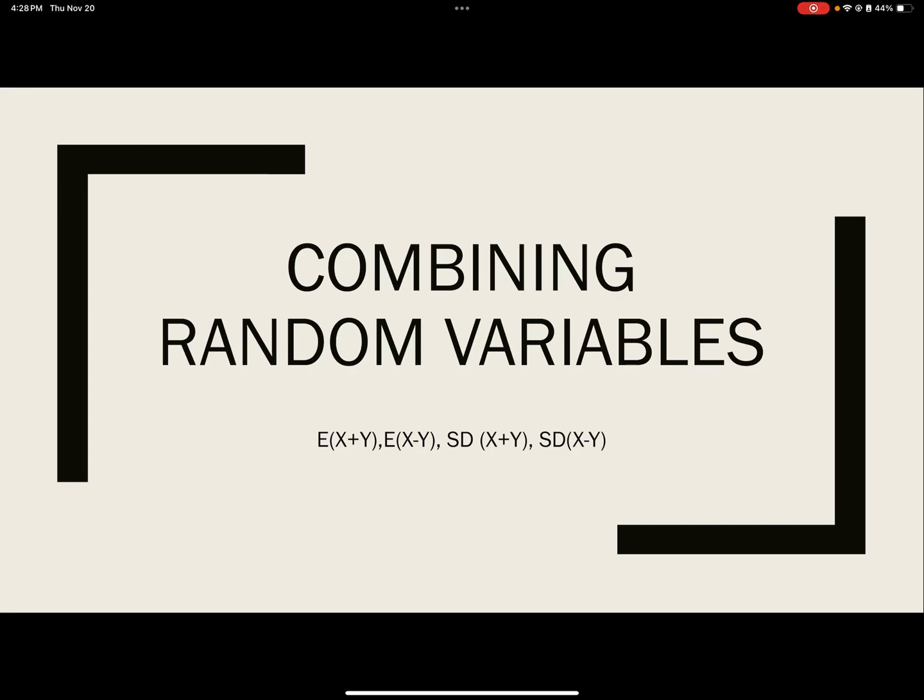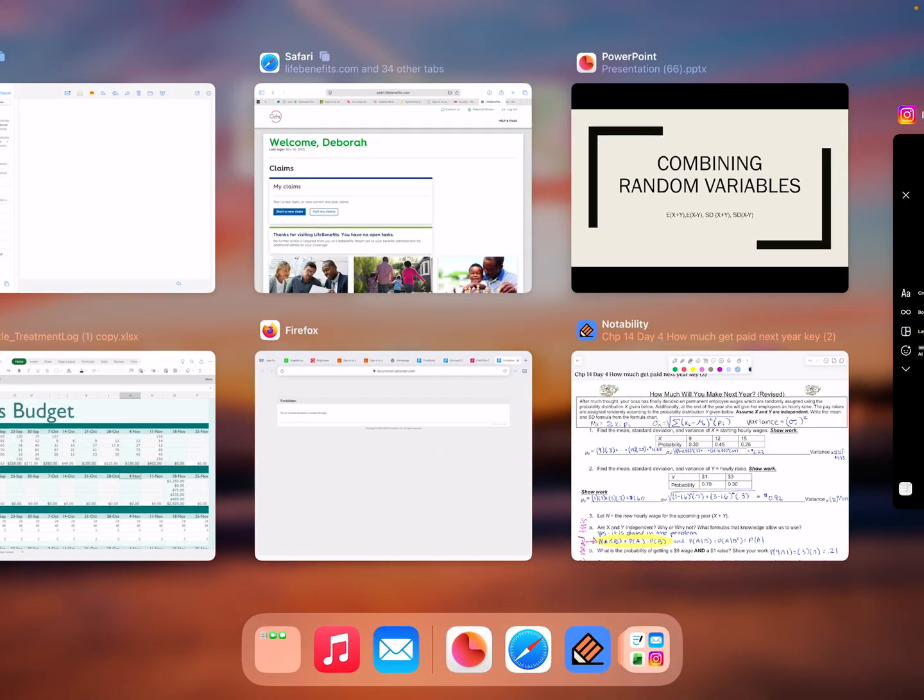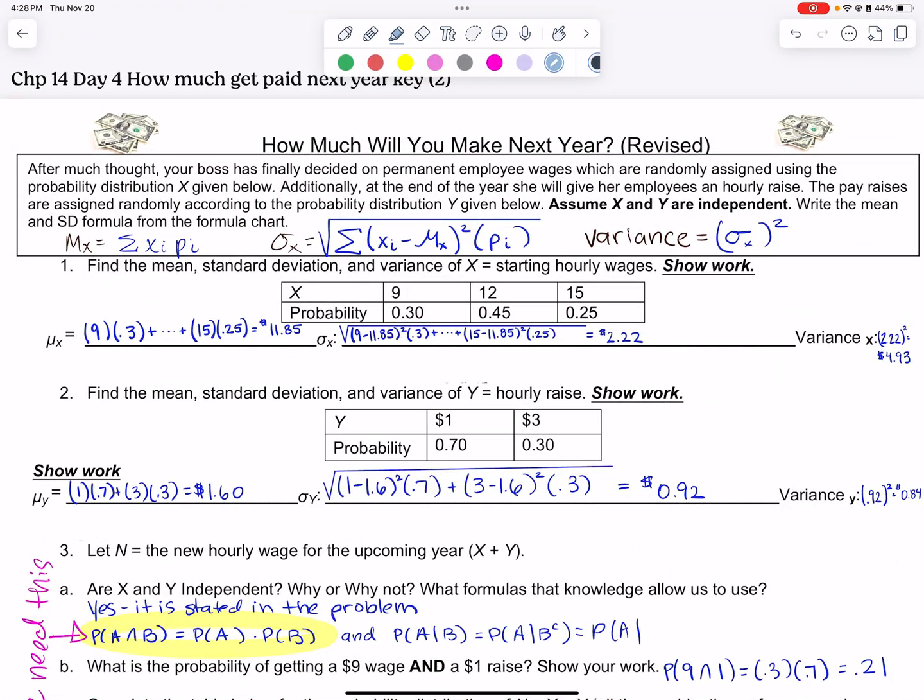and variables. This is chapter 15. We are going to discuss today combining data from X, data from Y to find the expected value and the standard deviation. Okay, so step one, go ahead and look at your formula chart.